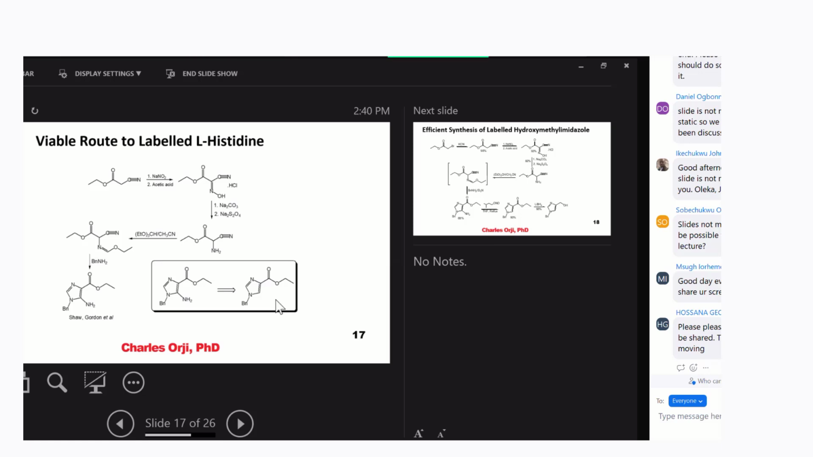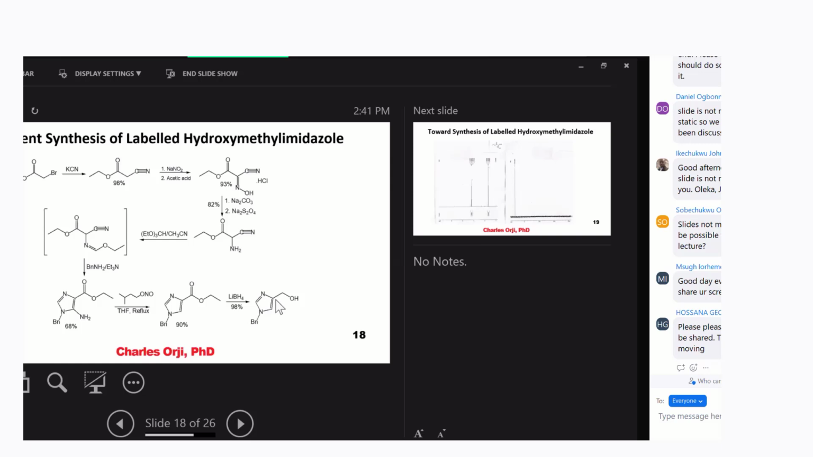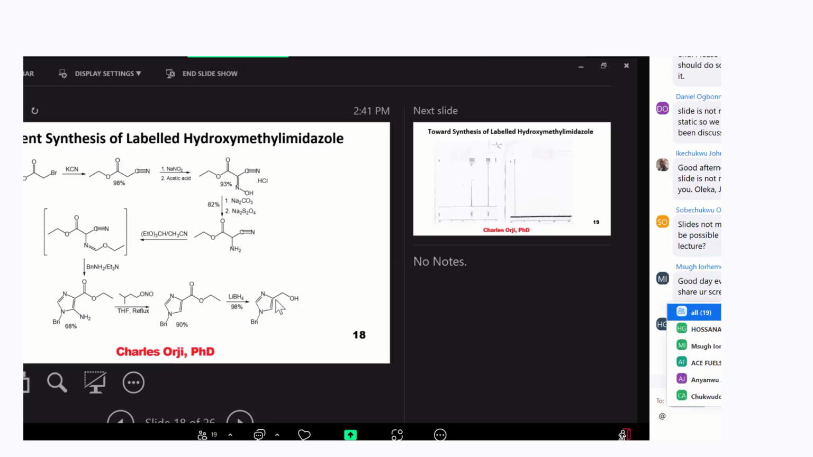All we have to do is try to knock off this amino group, and then we have our target. And so that seems to me to be a very quick route to the compound we are looking for. And that's exactly what we did. Ethyl bromoacetate with potassium cyanide gave us ethyl cyanoacetate in 98%.